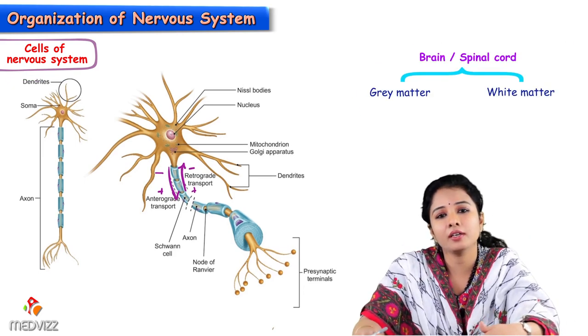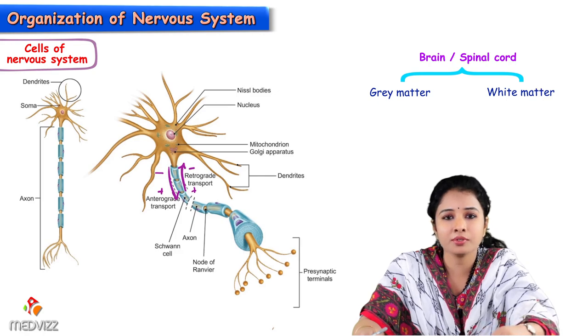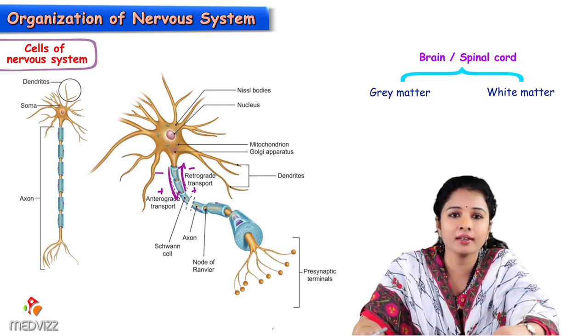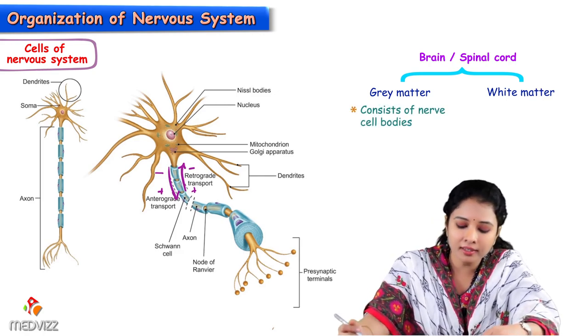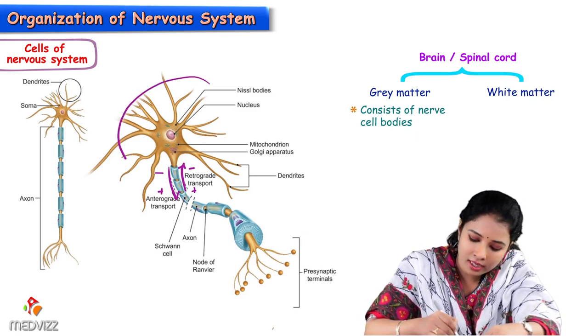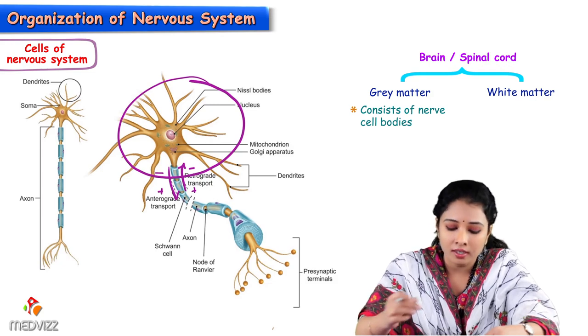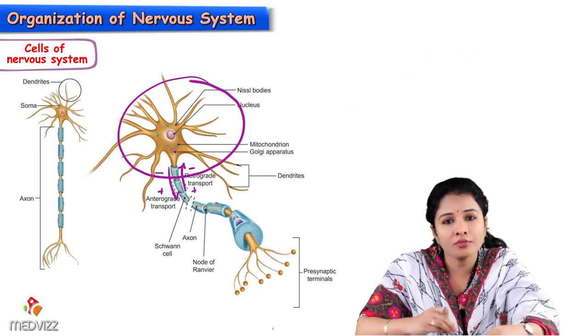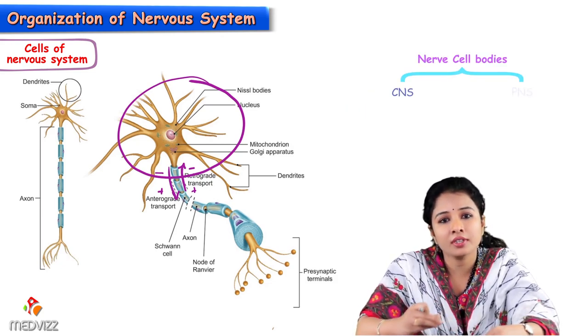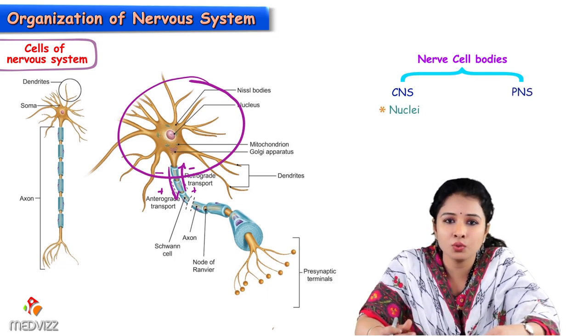The brain and the spinal cord mainly consist of two types of matter called gray matter and white matter. Gray matter consists of the nerve cell bodies. So nerve cell bodies are located in the gray matter. And the groups of these nerve cell bodies within the CNS are called nuclei.